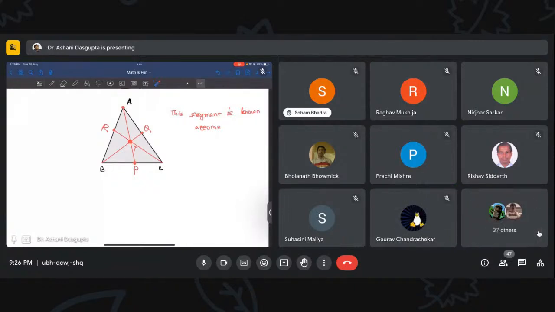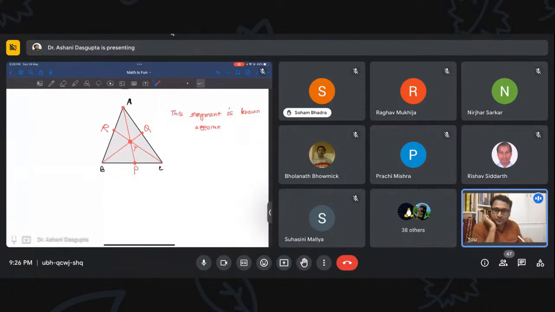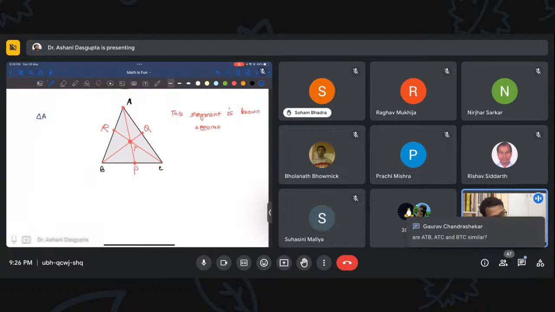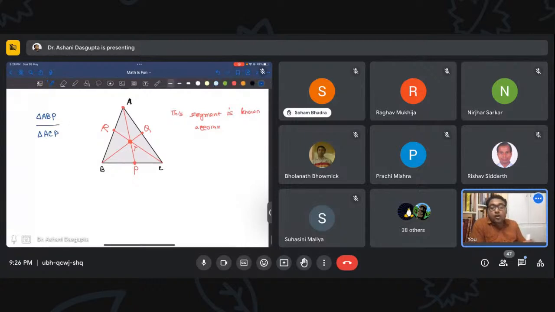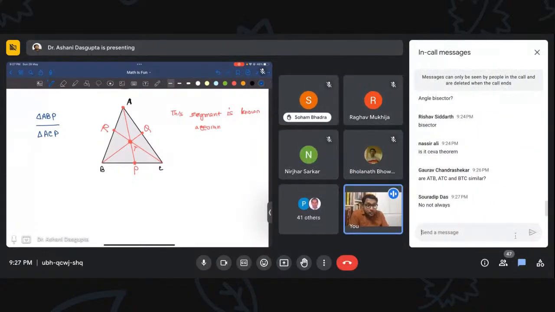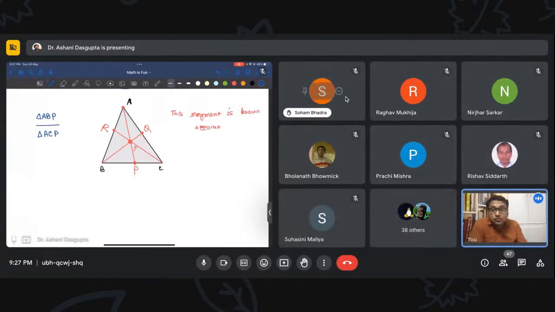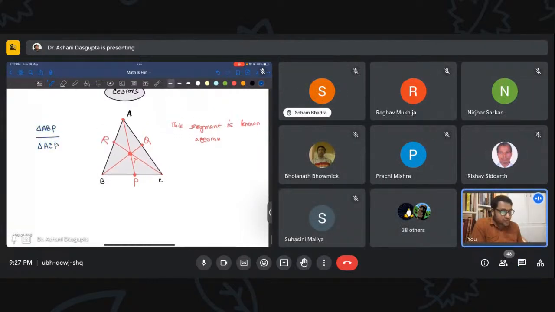All right. So now that we understand this much, let us focus on these two triangles, ABP and ACP. Triangle ABP and triangle ACP. You can find the ratio of the areas of these two triangles. What is the ratio of areas of these two triangles? Can you tell me, any of you, with a raising of hand?